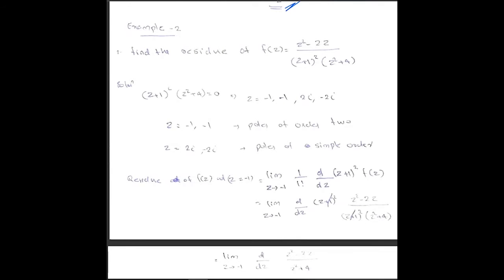Let us look at another example. Find the residue of f(z) equal to (z square minus 2z) by (z plus 1) whole square into (z square plus 4). So we equate the denominator to 0. So (z plus 1) whole square into (z square plus 4) equal to 0, which implies z equal to minus 1, 2i, minus 2i; in these cases the denominator will be 0. Here z equal to minus 1 is of order 2, due to (z plus 1) whole square, and z equal to 2i, minus 2i are simple poles.